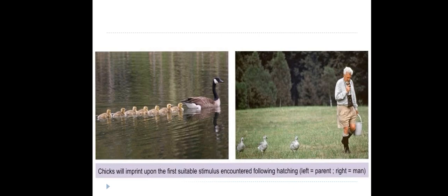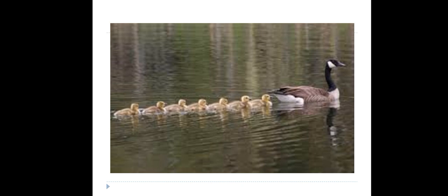Here, instead of the mother, he put the wooden box, and the baby goslings, the chicks, assumed that the box is their mother. He slowly moved the box. The chicks will also follow the box. In the diagram we can see the goslings following their mother. Okay, thank you.